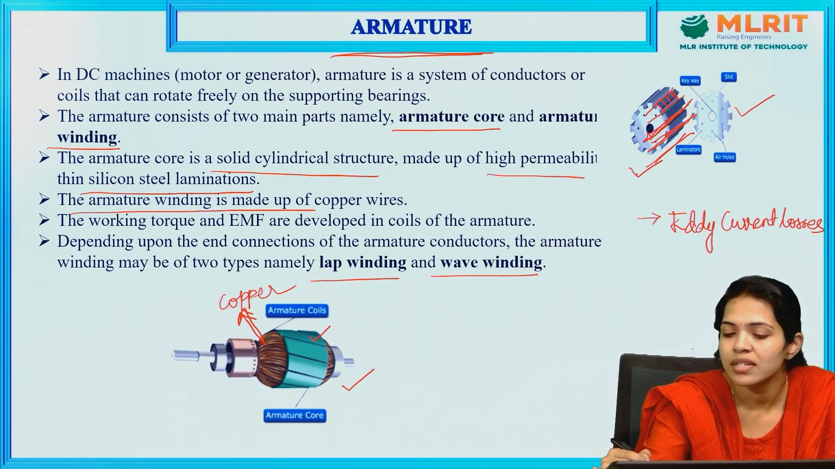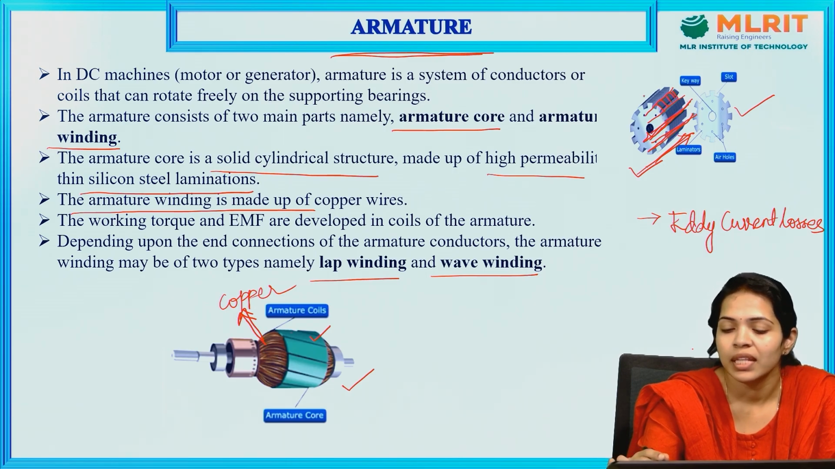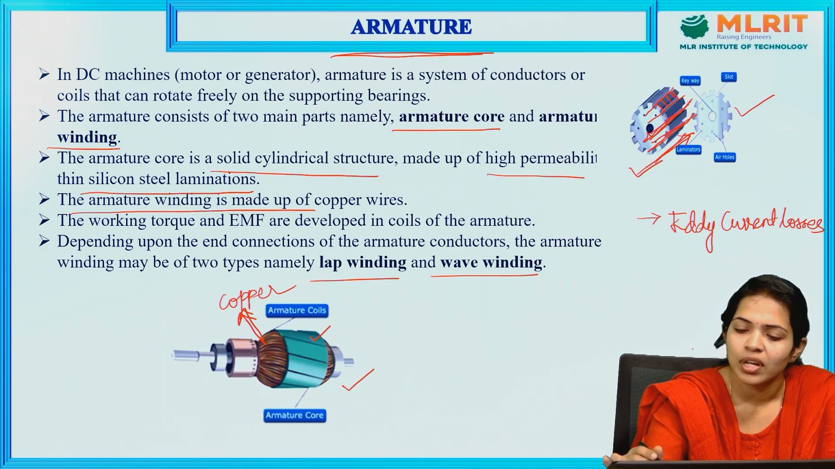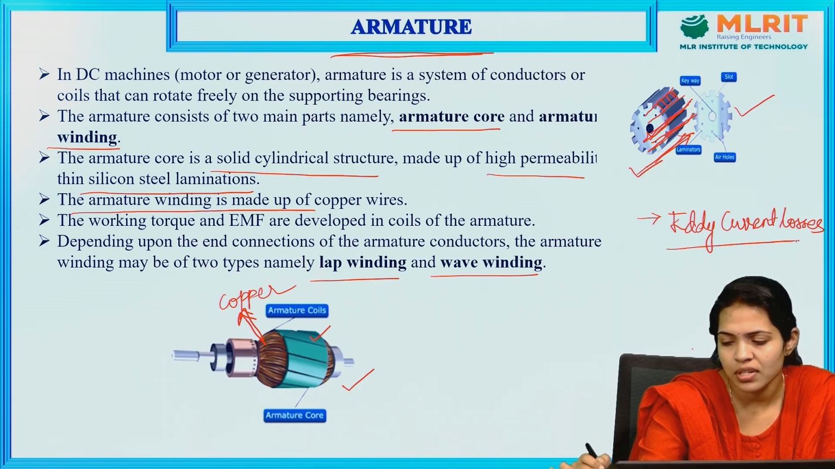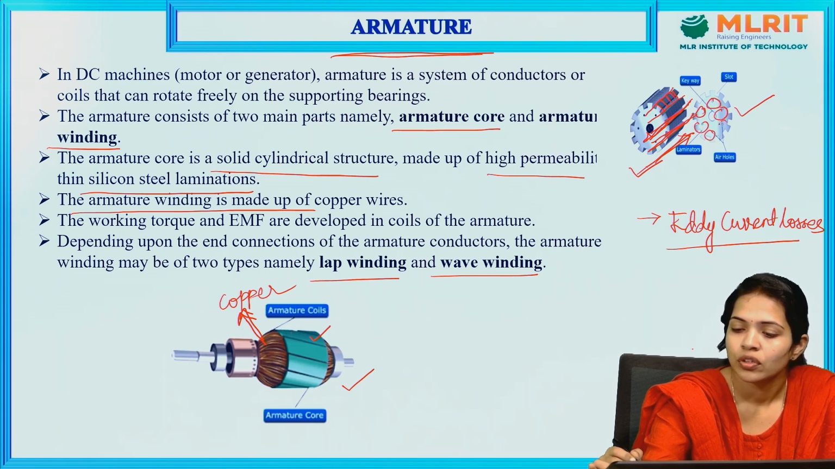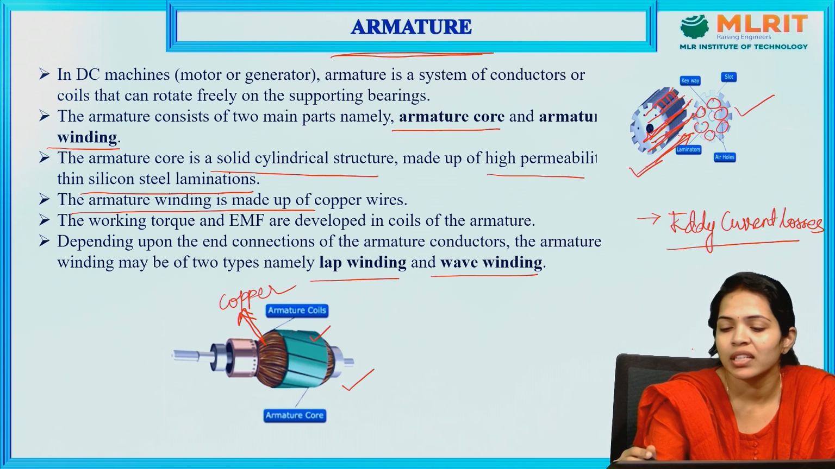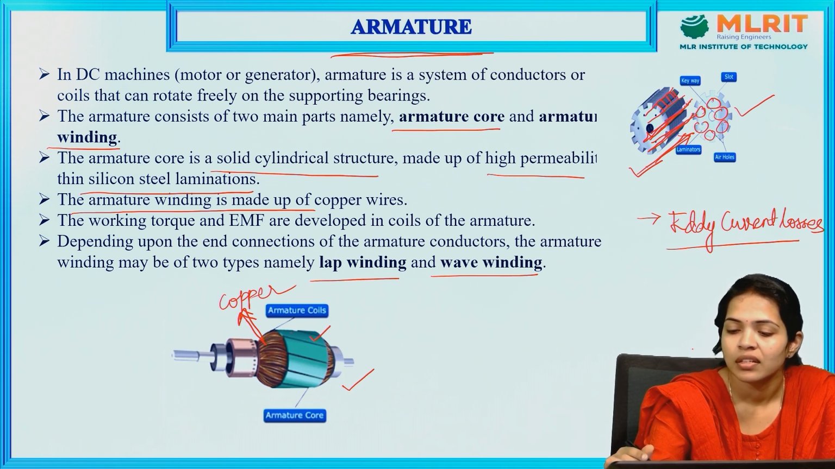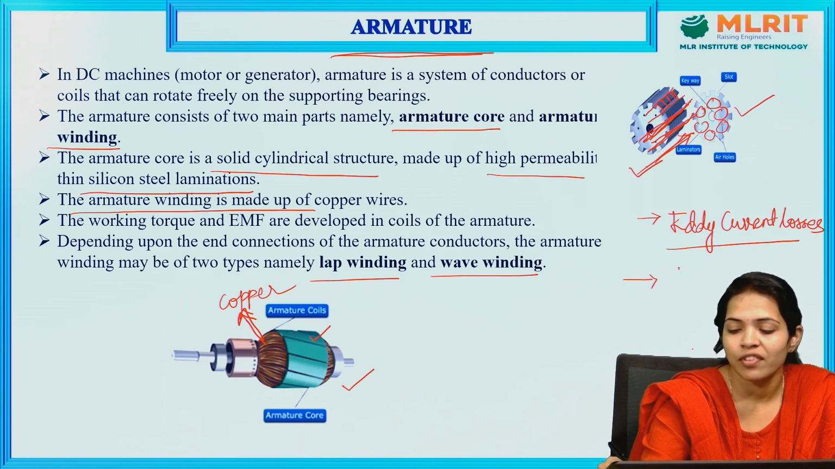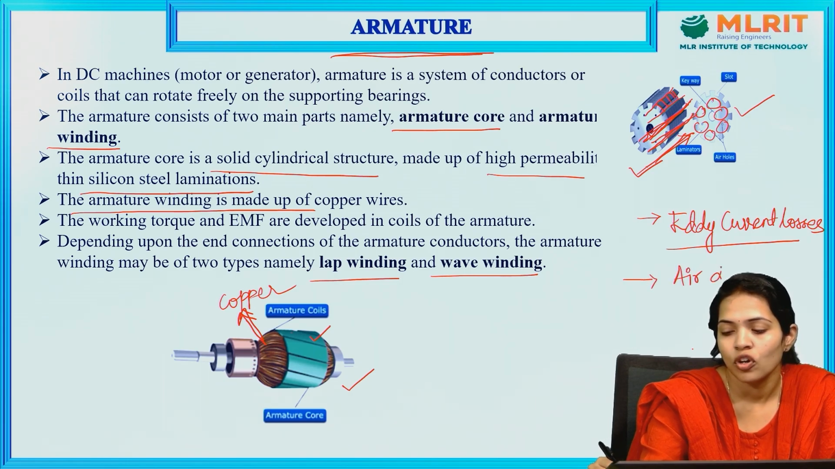It is a solid cylindrical structure, which has teeth in it. This armature core is laminated to avoid the eddy current losses, and there are also air ducts in the armature core to reduce the heat produced by the armature windings in the armature core. To reduce the heat loss, we have air ducts on the periphery of your armature slots.